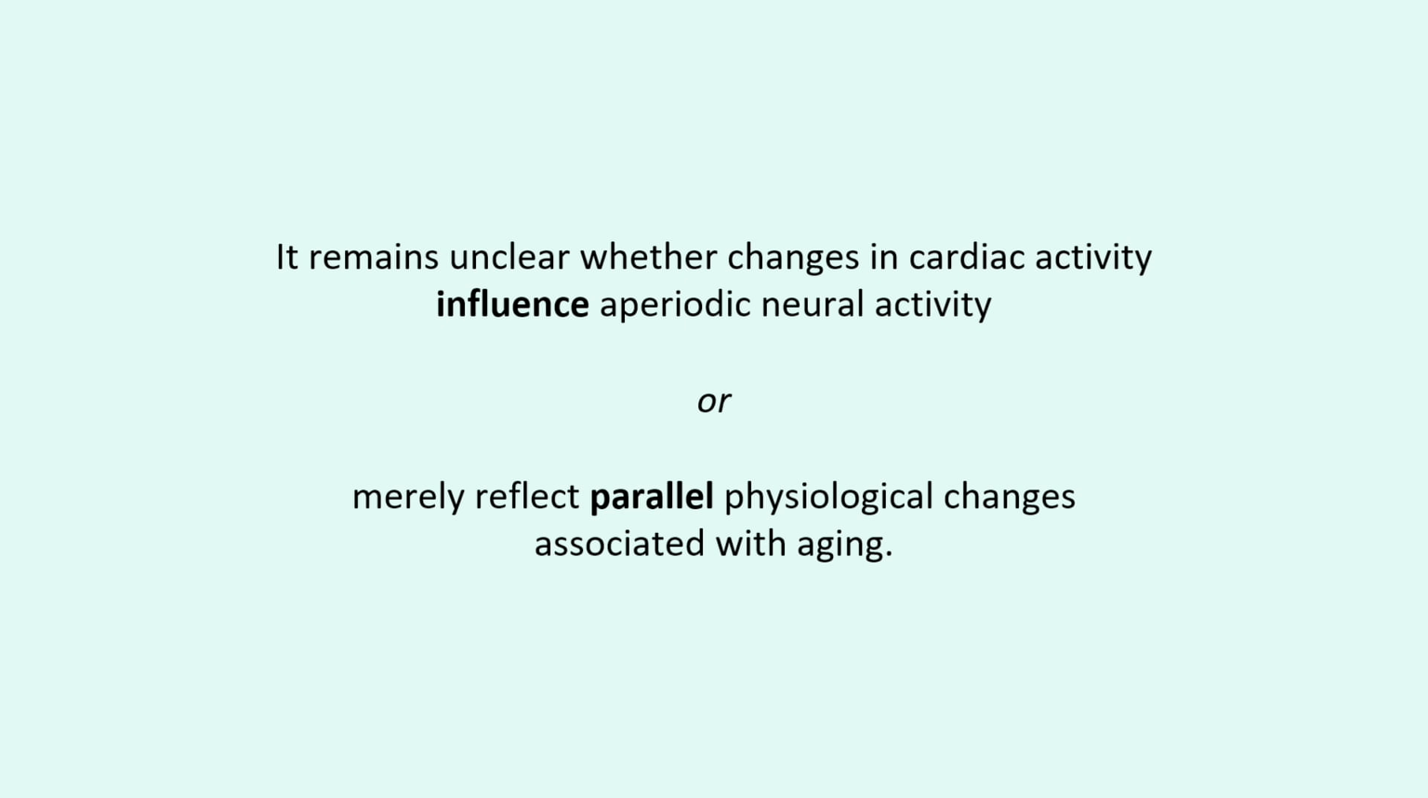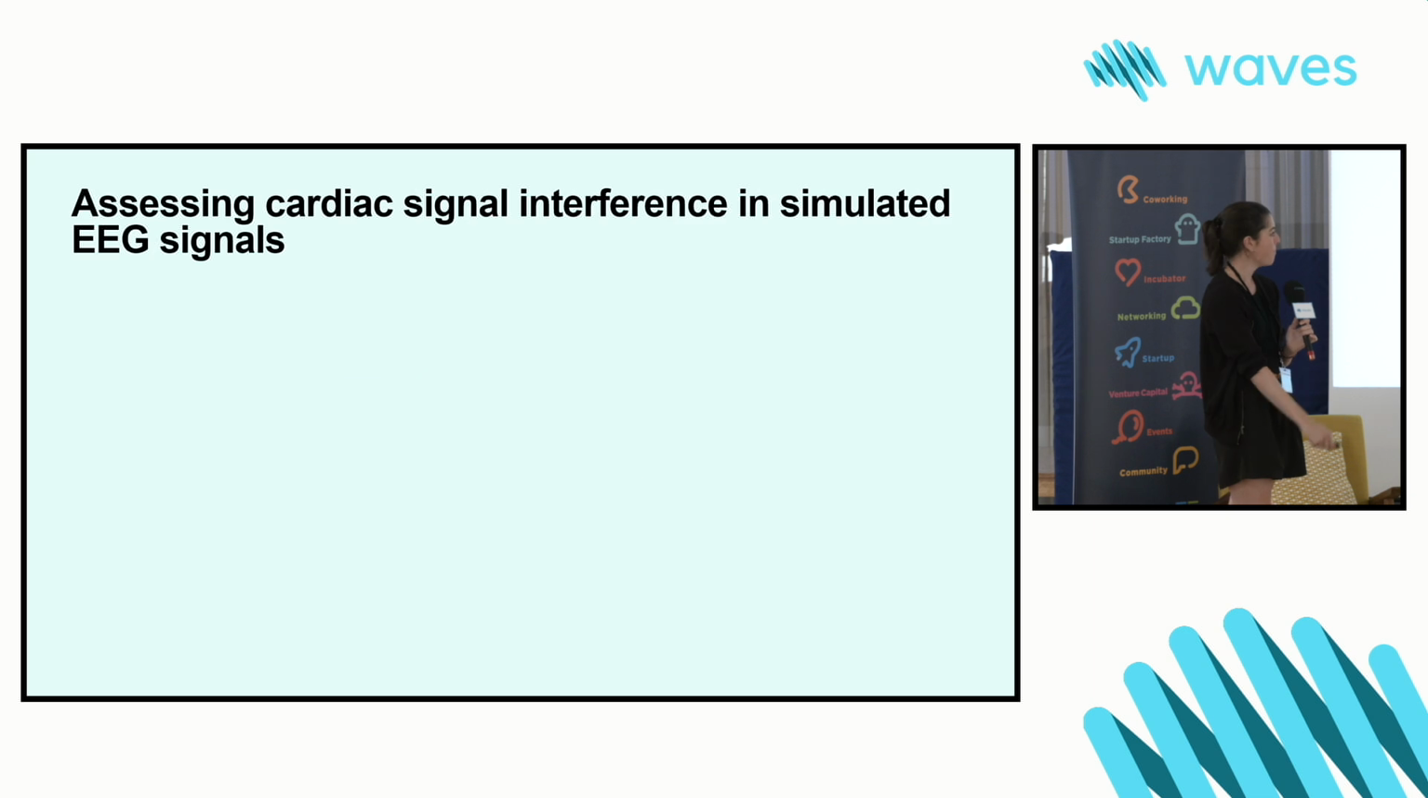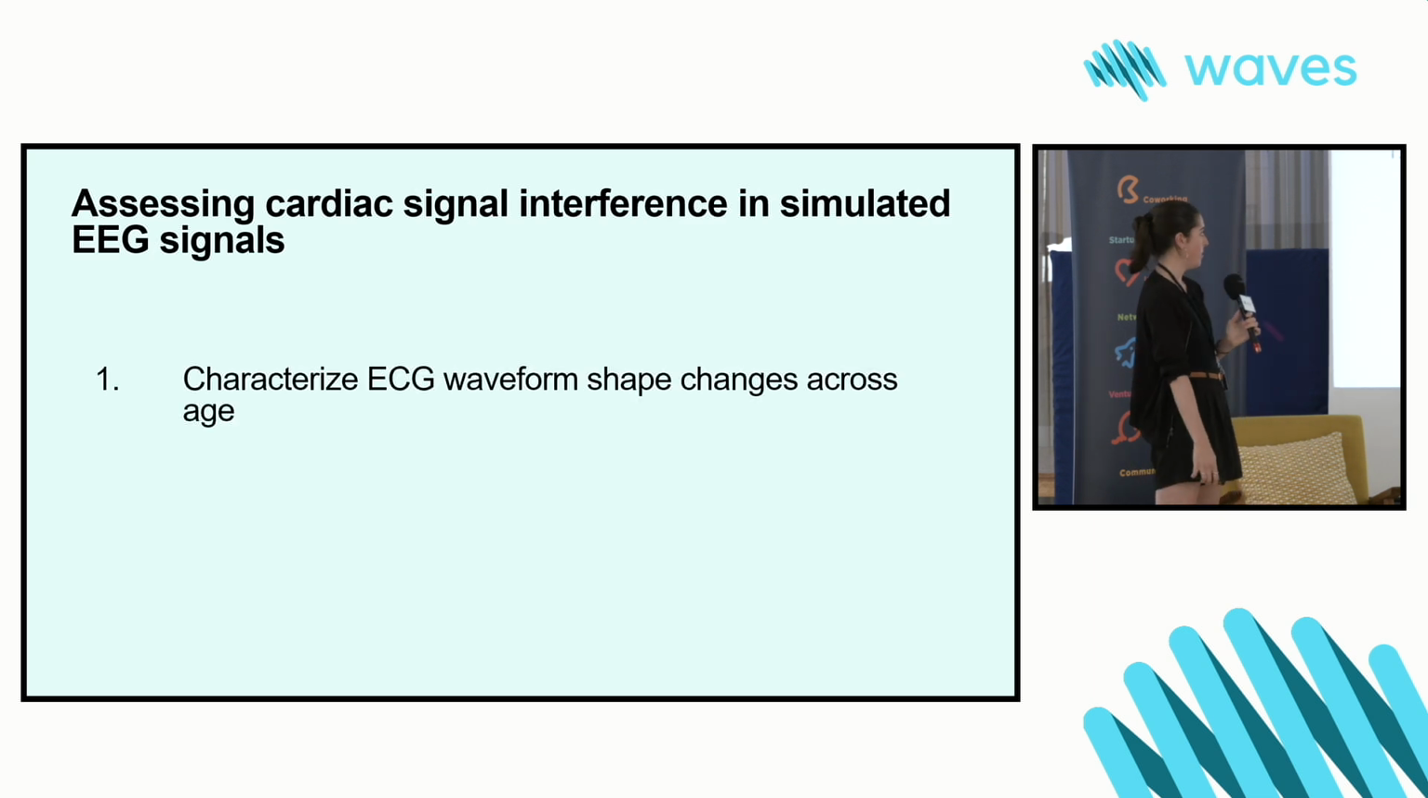And so that brings us to this question that was already introduced as well, of it's really unclear whether these two signals are influencing each other or perhaps they're representing parallel physiological changes associated with aging. And so what I was hoping to do with this project is to assess this cardiac interference in EEG.